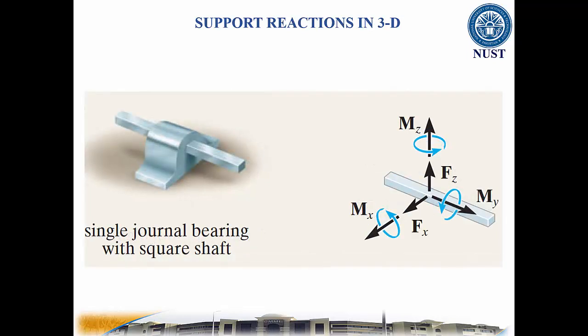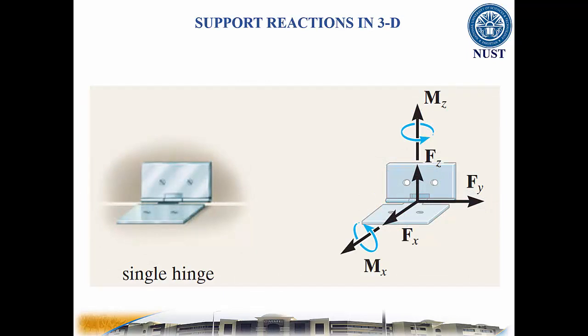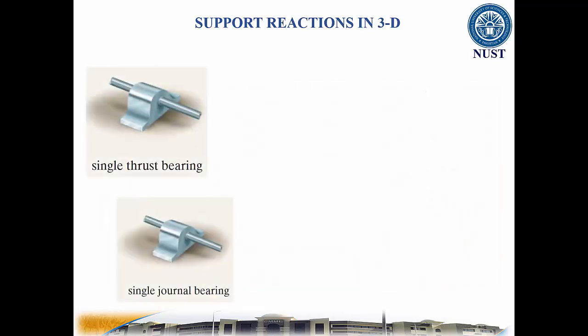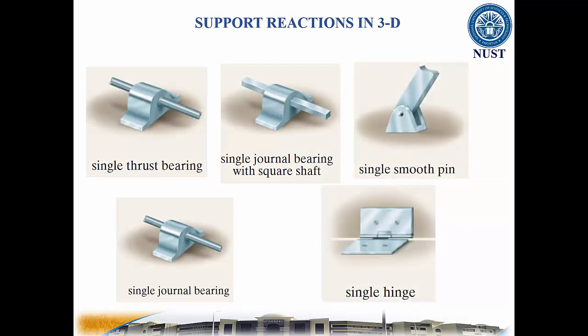In a single journal bearing with square shaft, there are five unknowns. The reactions are two force and three couple moment components. In a single thrust bearing, there are three reaction forces and two couple moment components. A single hinge connection has three reaction forces and two couple moment components unknown. Please note that the single bearing support, the single journal bearing with square shaft, the single pin, and the single hinge shown here resist both force and couple moments.